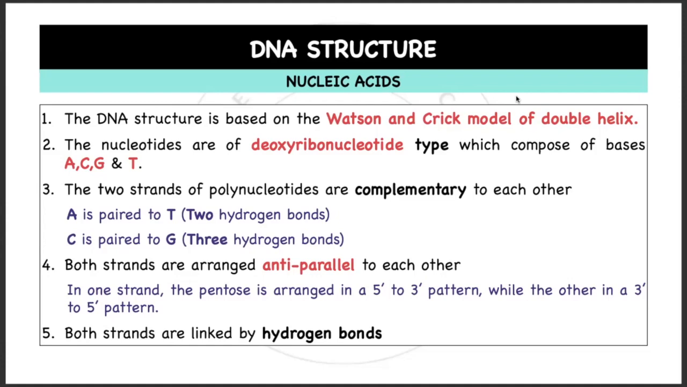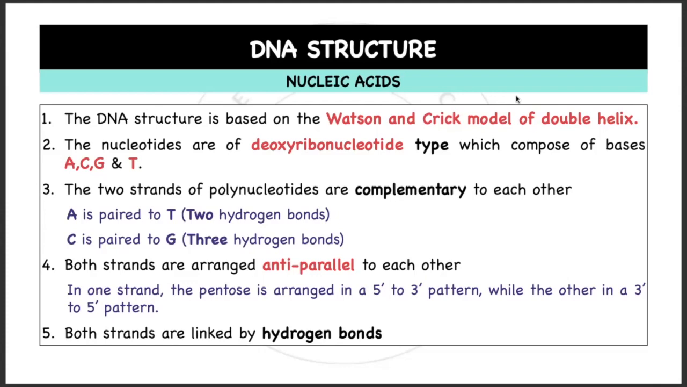Both strands are arranged anti-parallel to each other. In one strand, the pentose is arranged in a 5-to-3 pattern, while the other in a 3-to-5 pattern. Anti-parallel meaning they are arranged facing each other in the opposite fashion. For example, take a string. You have the head and the tail of a string, right? So a 5-to-3 pattern facing a 3-to-5 pattern, meaning the head of one string is facing the tail of the other string, and vice versa.